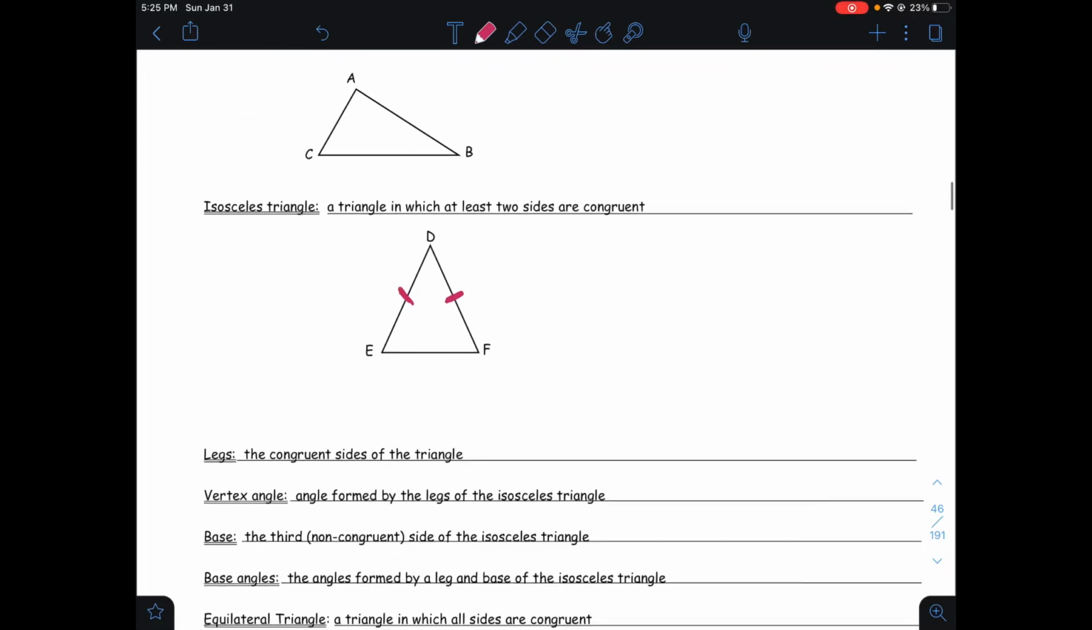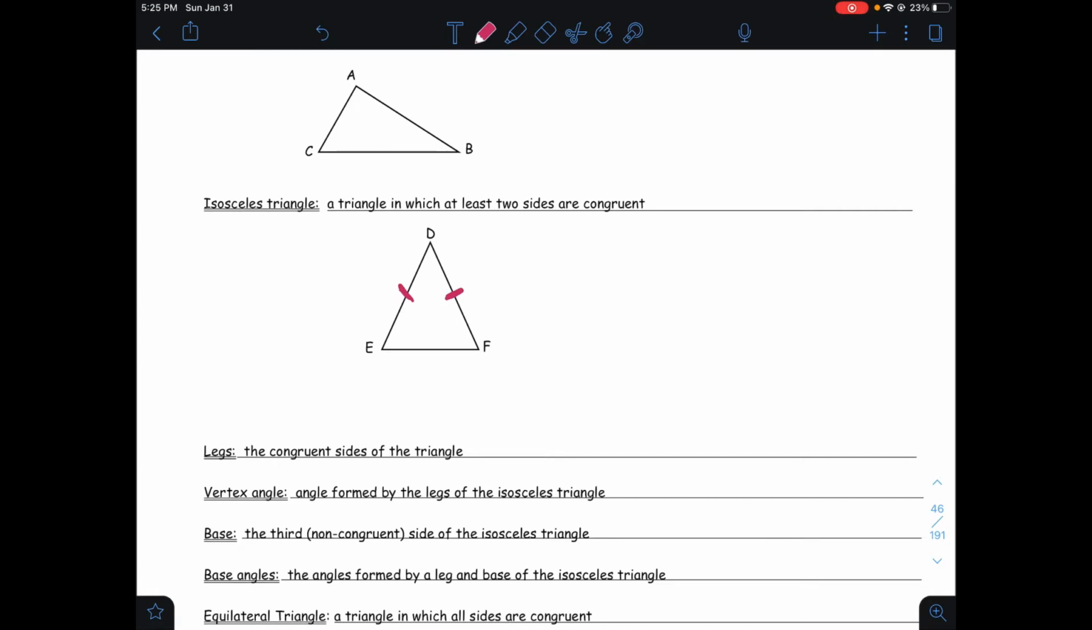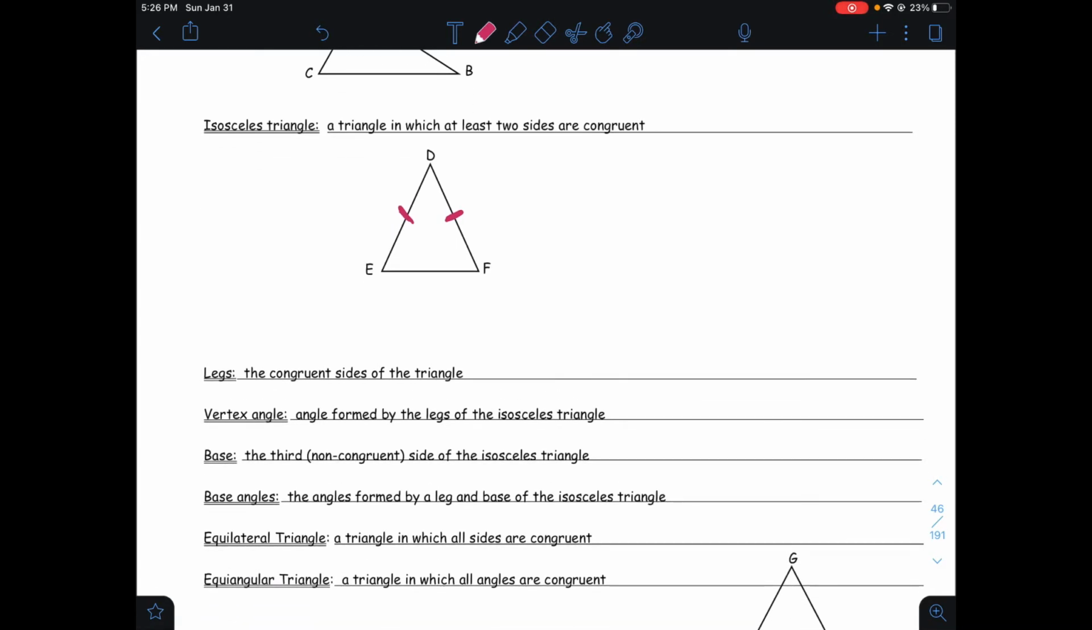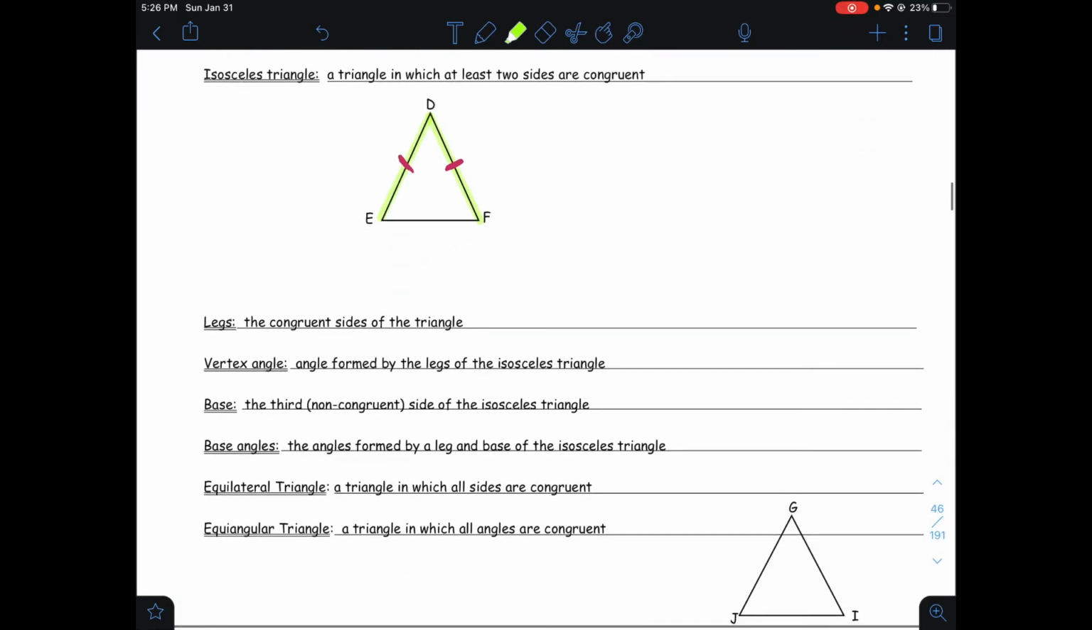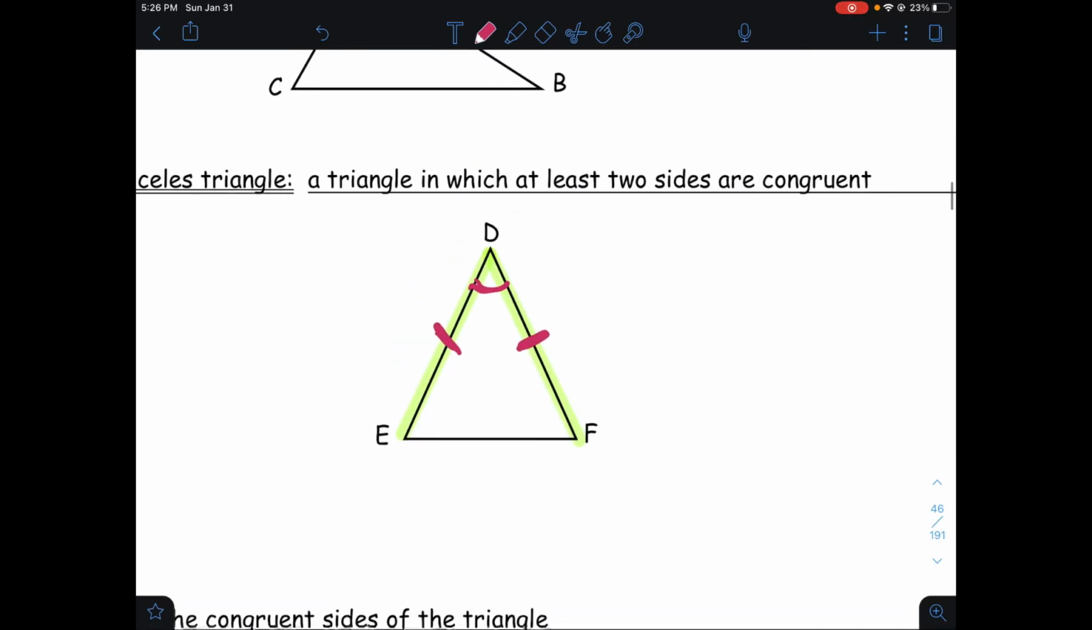Then we've got the legs, the congruent sides of the triangle. Here, the legs would be DF and DE, because those are the congruent sides of the triangle. Then we've got the vertex angle, which is the angle formed by the legs of an isosceles triangle. The vertex angle would be this one. Maybe we can even label it. We'll label, let's say, this is our vertex angle.